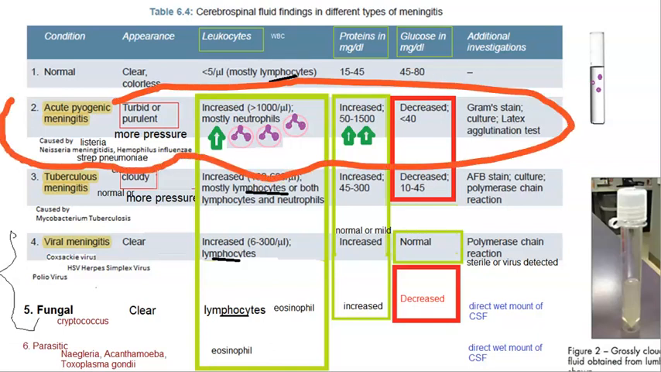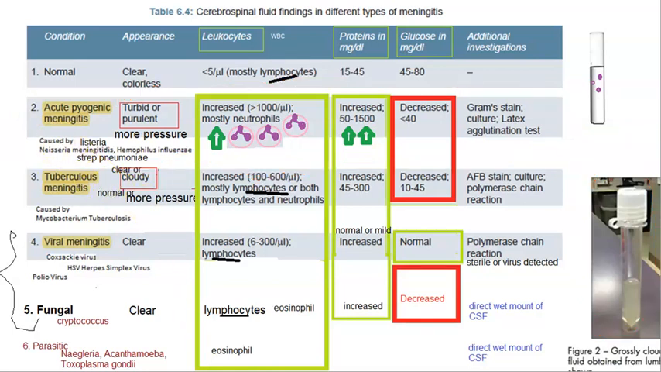Kindly pay attention here. In acute pyogenic meningitis, the CSF will be turbid. It will be purulent. There will be more pressure, because so many cells, there will be more pressure here. What will you see here under the microscope? You will see a lot of neutrophils. And the proteins are more, the glucose is reduced, and in addition to the investigations, you can conduct a Gram stain to know which bacteria, okay?